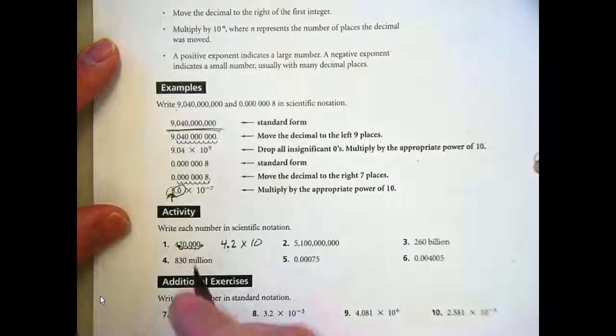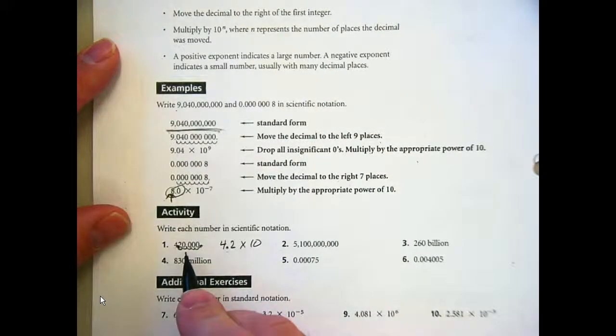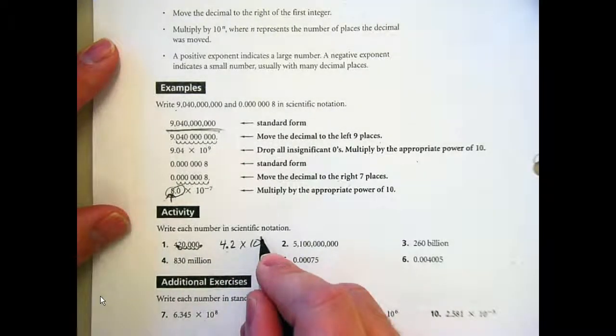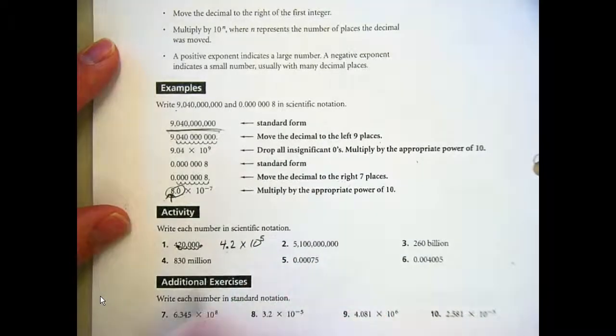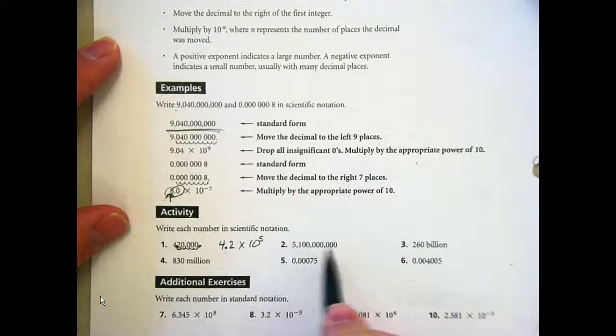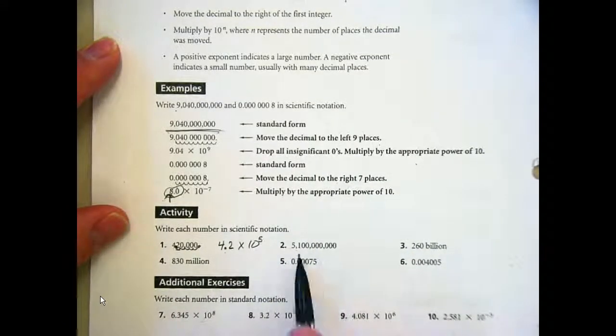Okay, 4.2 times 10 to the... Did my number get bigger or smaller? My number got smaller, therefore this power needs to get bigger. So 4.2 times 10 to the 5th. Okay? So you guys, don't think about which way you're moving it. Just think about what happens to the number.